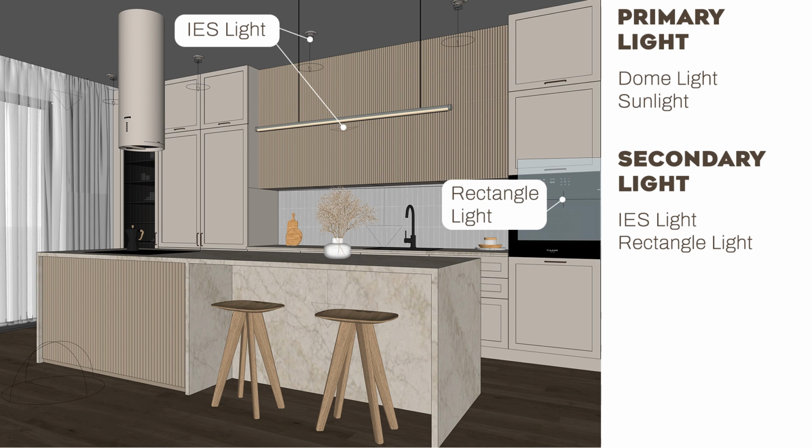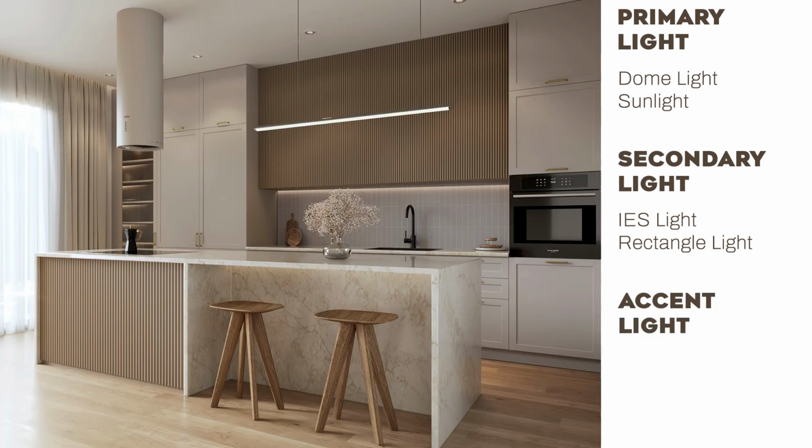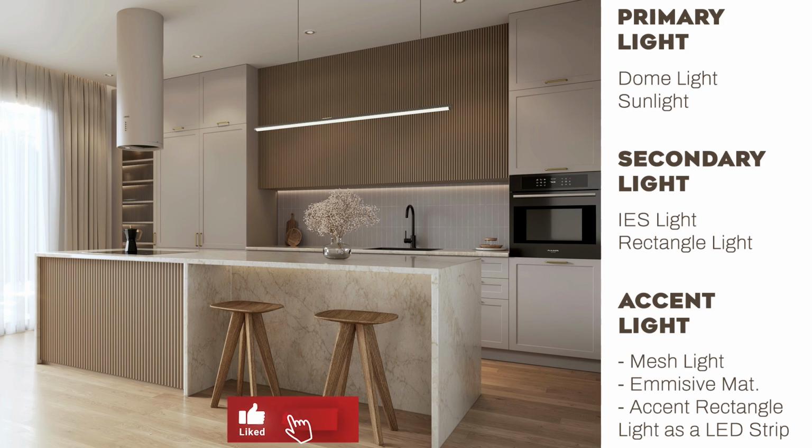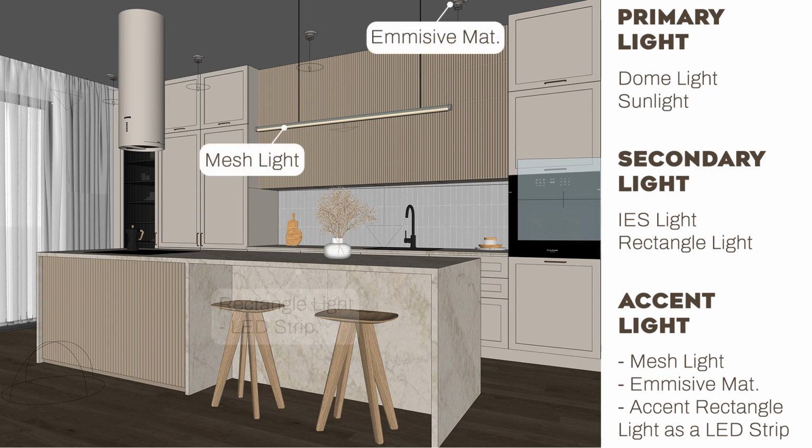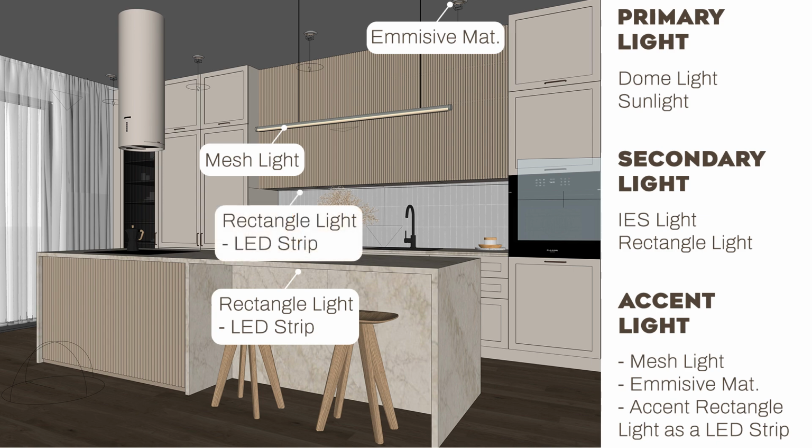IES lights are commonly used for ceiling lights and hanging lamps, while rectangle lights are ideal for illuminating dark areas. Accent lights such as mesh light, emissive lights, and accent rectangle lights are ideal for adding detail and illuminating specific elements, like LED lights in suspended ceiling or LED strips under upper cabinets.